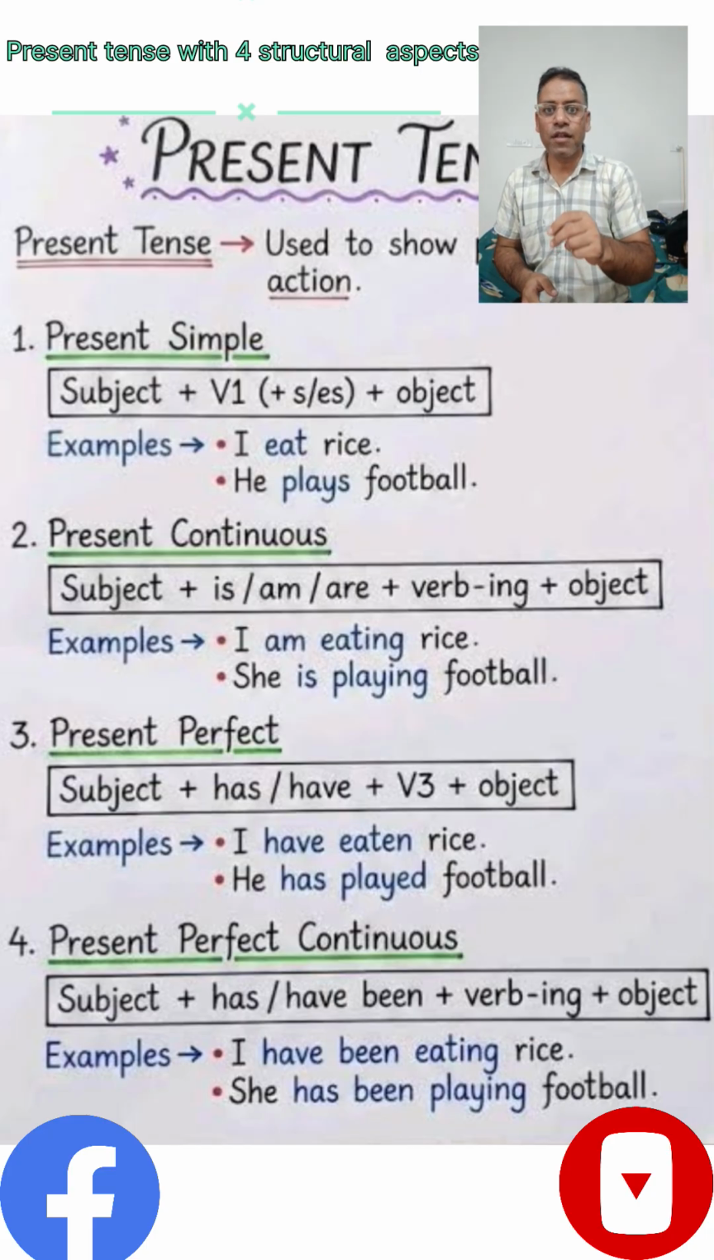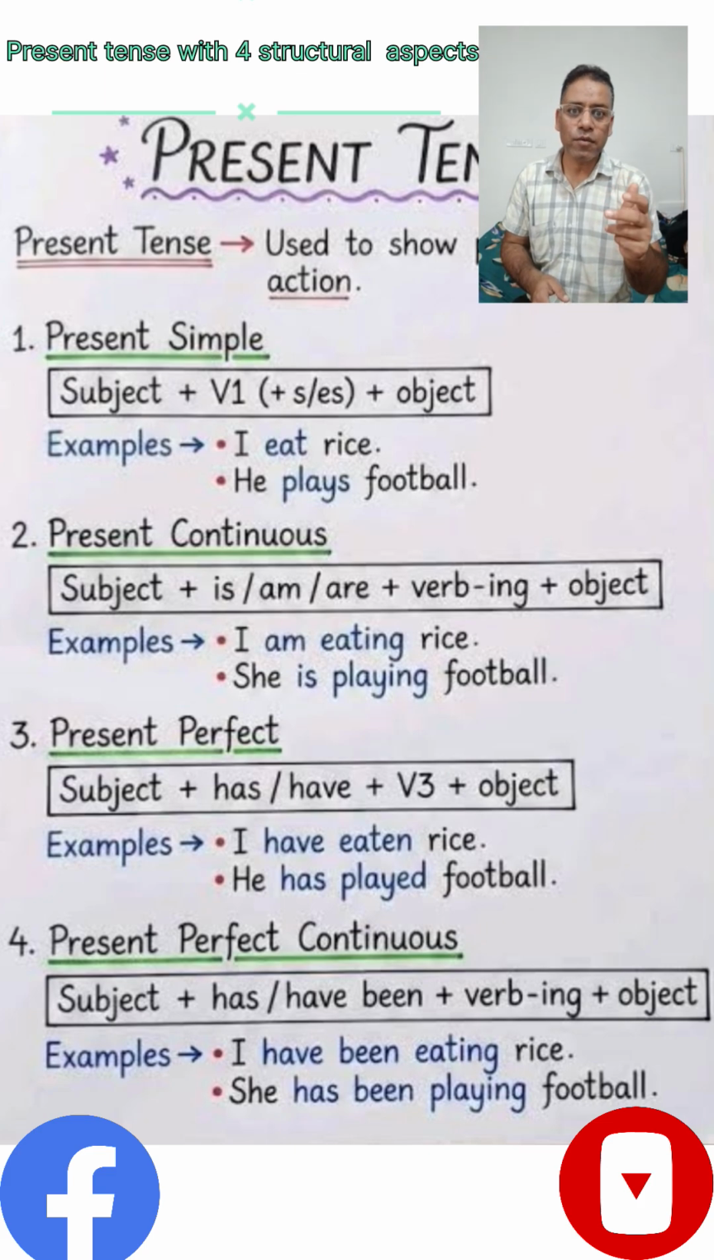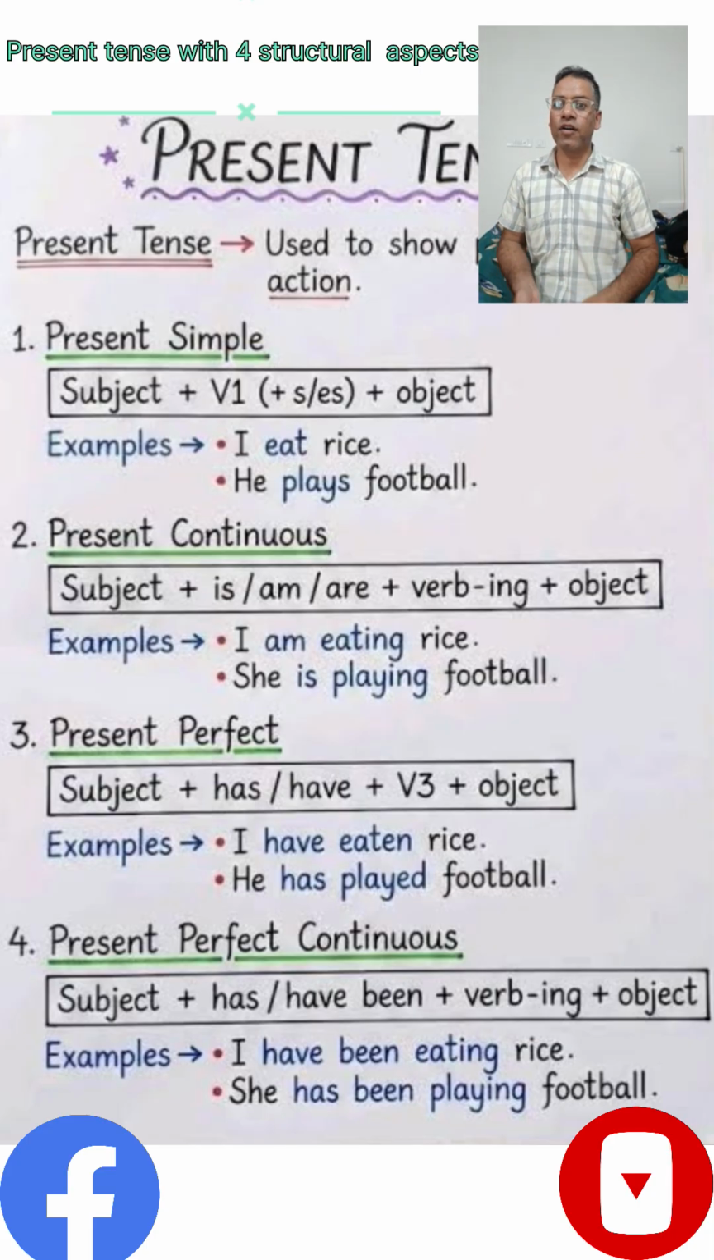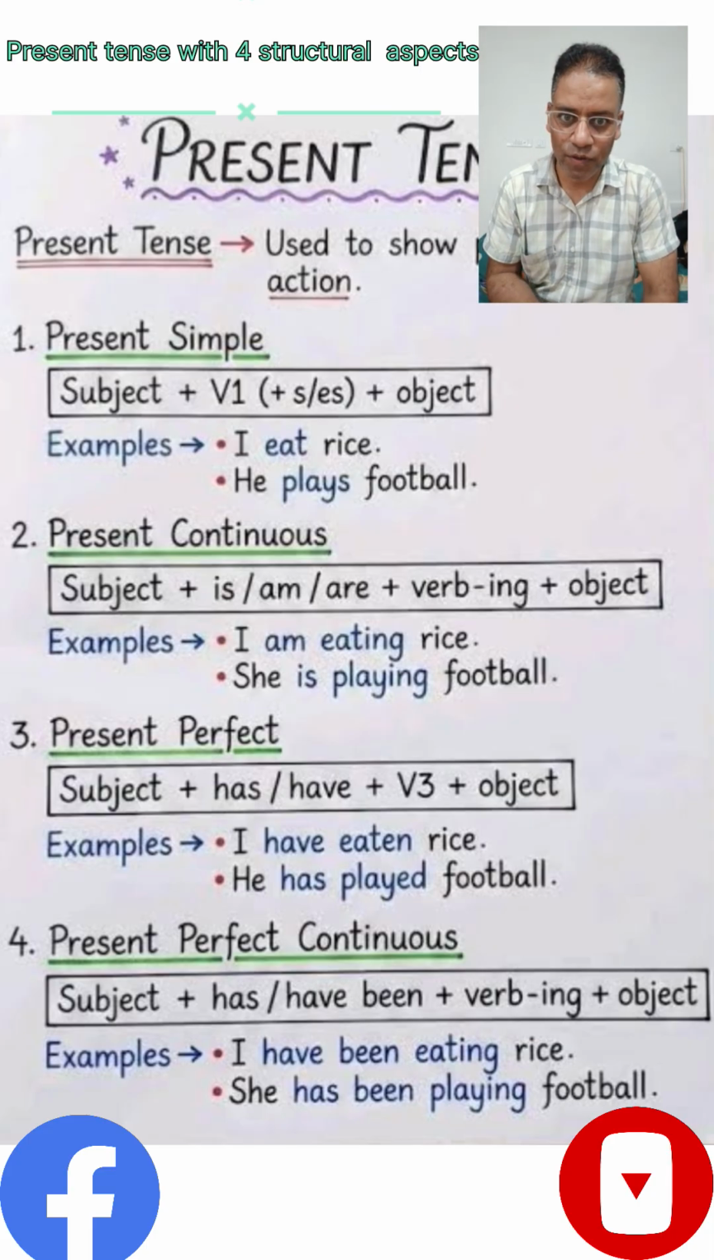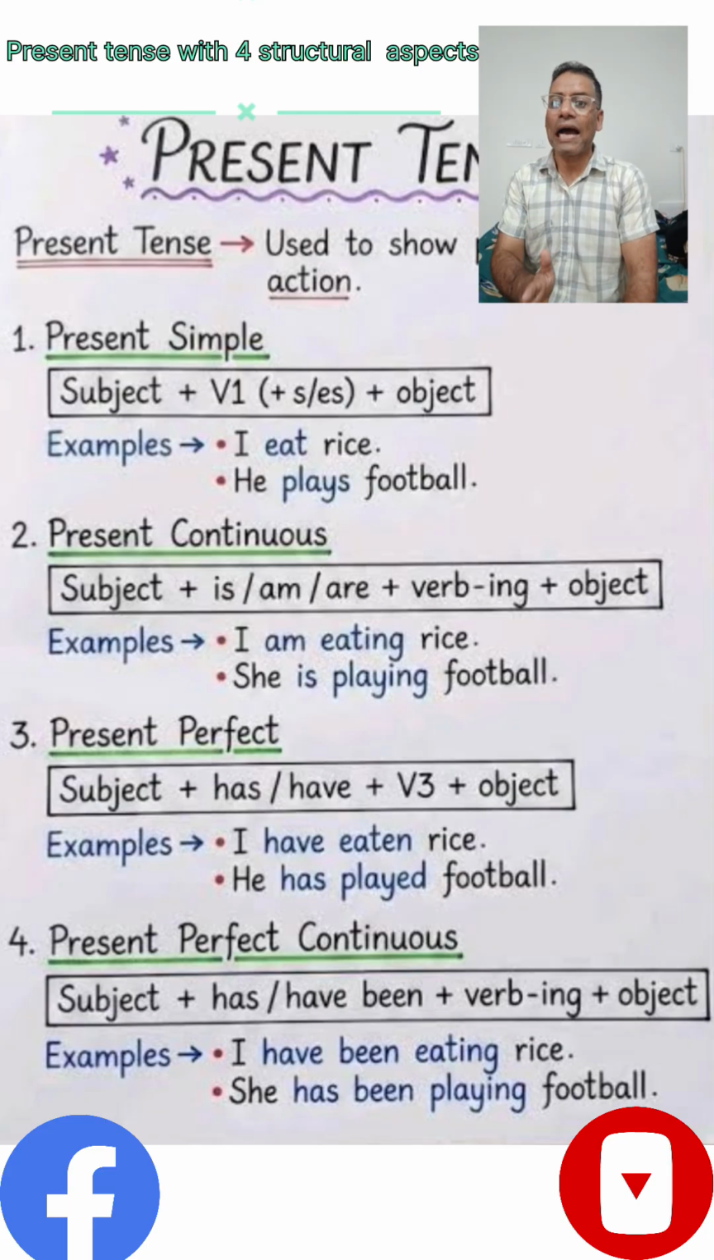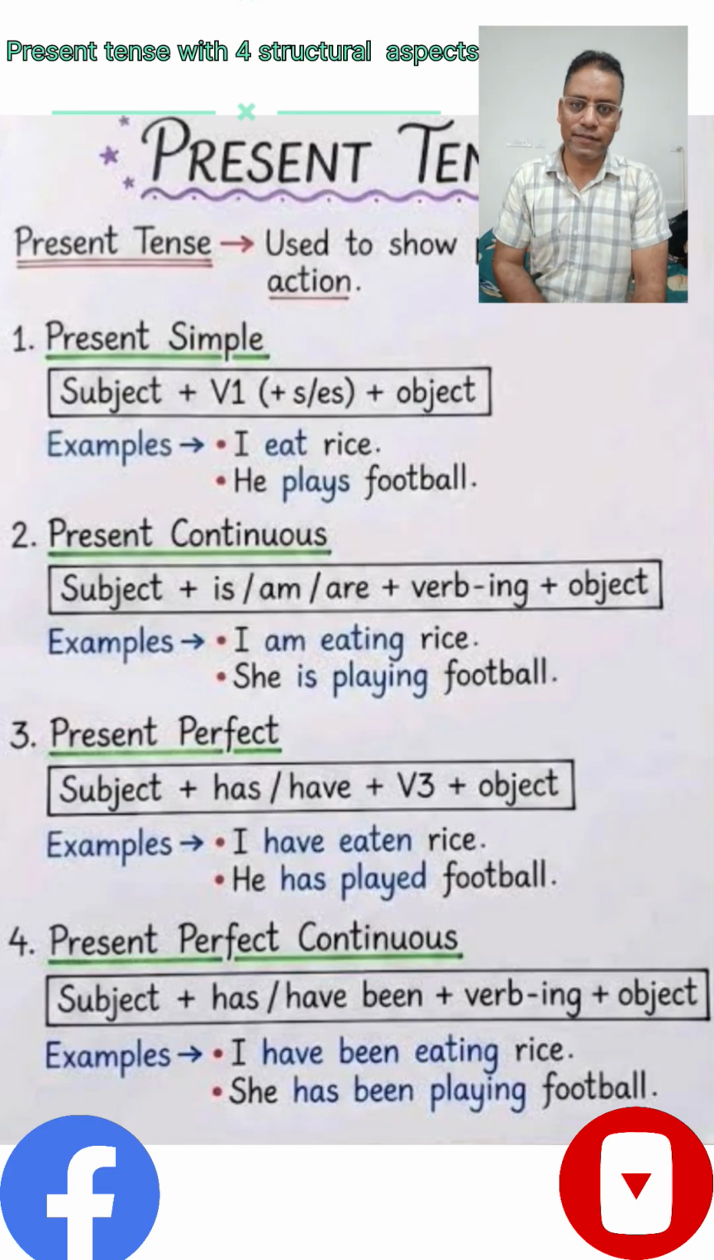Okay, if there is eat, that is the first form. Eats is the second form. Ate is the third form. Okay, that means eat or eats are the first form, ate is the second form, and eaten is the third form. Here he has considered the third form as past participle. Okay, past participle form. So I have eaten rice.